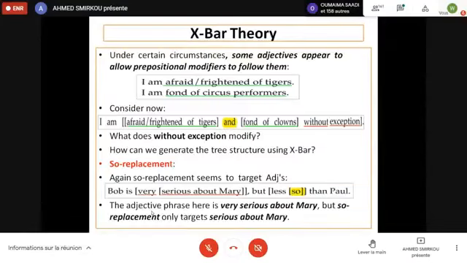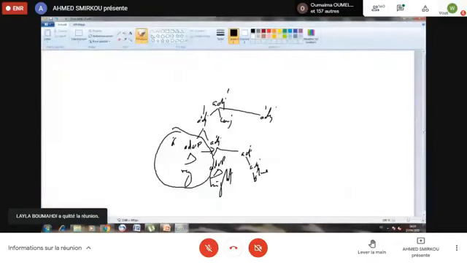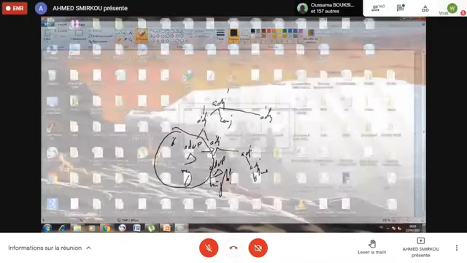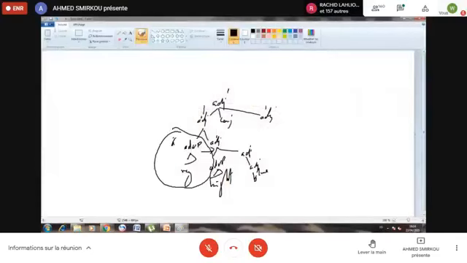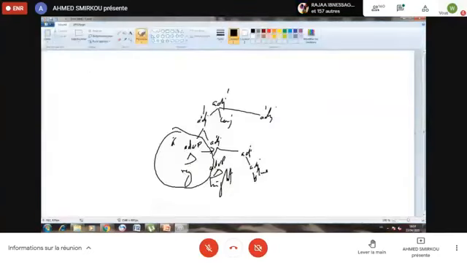But if you consider the old one, we don't have it here. I'm going to draw it. So the adjective phrase here is very serious about Mary, but so replacement only targets serious about Mary. Now look at the flat structure: very serious about Mary. All right. Bob is very serious about Mary. So here, very serious about Mary. So again, the adjective phrase.